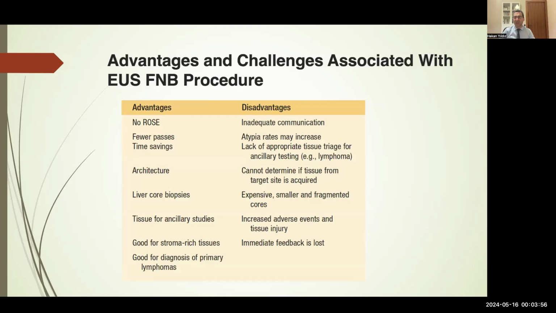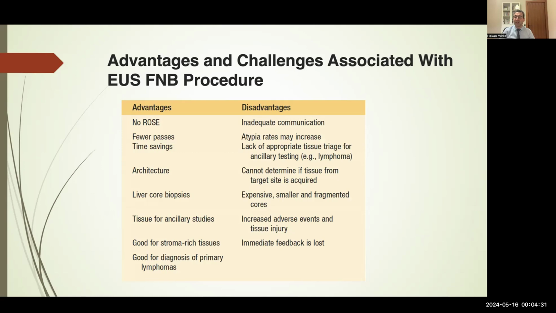Advantages and challenges associated with the EUS FNB procedure. Advantage: not necessarily ROSE, but disadvantage: inadequate communication. Fewer passes is an advantage, but atypia rates might be increased. Time saving, but lack of appropriate tissue triage for ancillary testing. Advantage: EUS-FNB preserves architecture. Disadvantage: cannot determine if tissue from the target site is accurate.